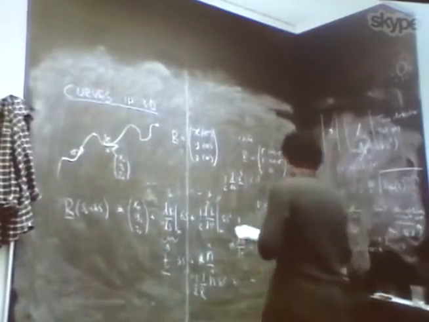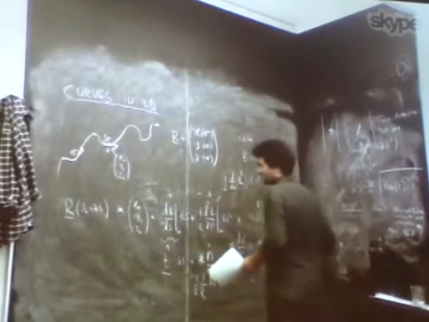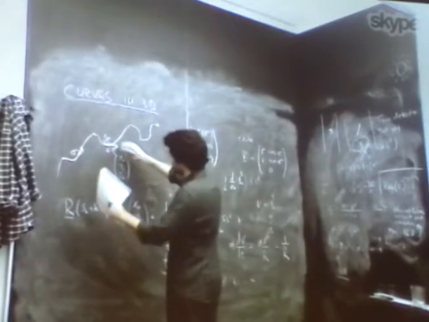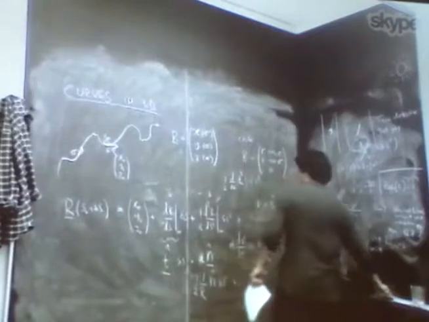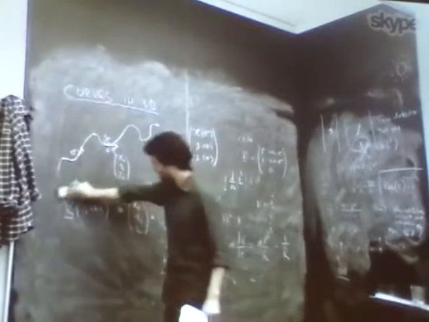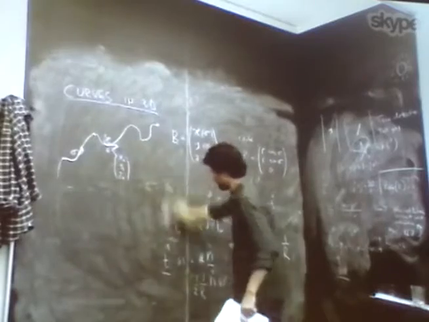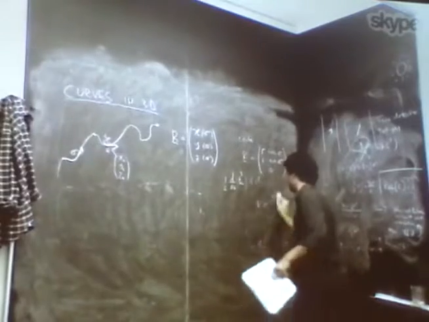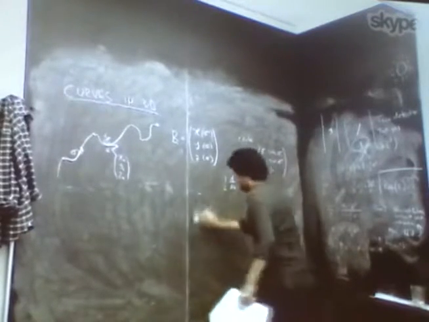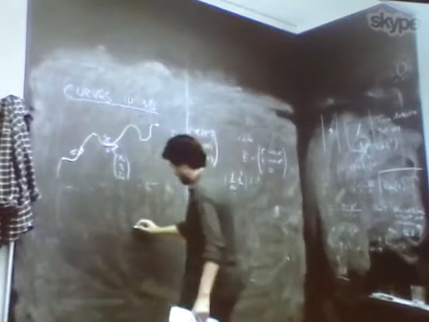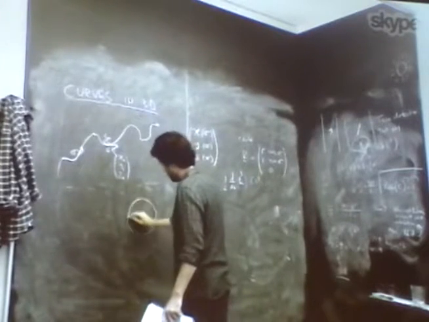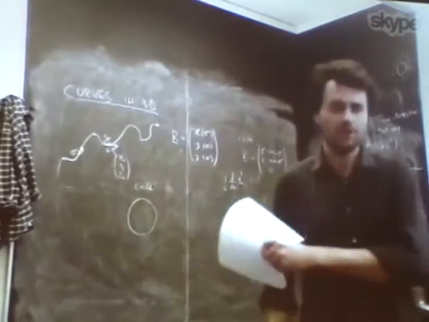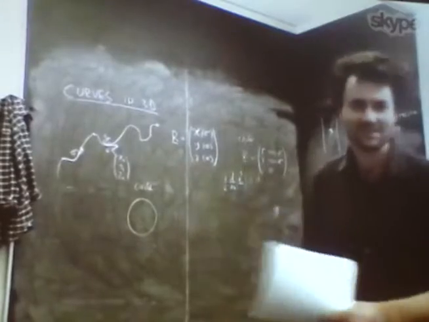So we have our curve in 3D, and one thing that we found is that locally it is described by a circle. Let's get a little bit of intuition by looking at a particular shape. Let's consider the circle. Does that tell us what the curvature is at a particular point on the circle?